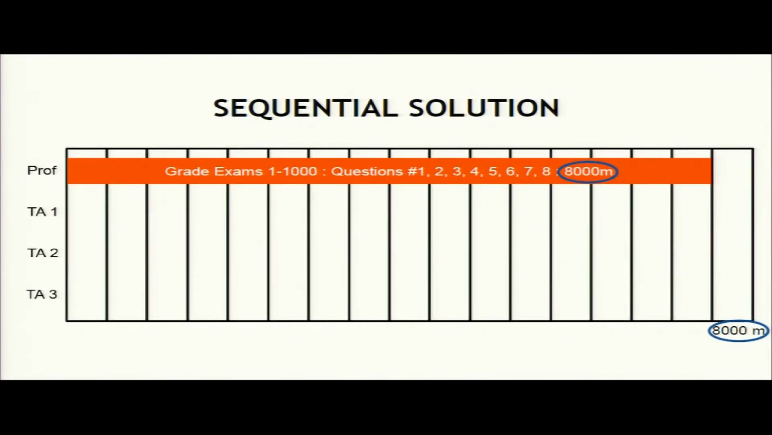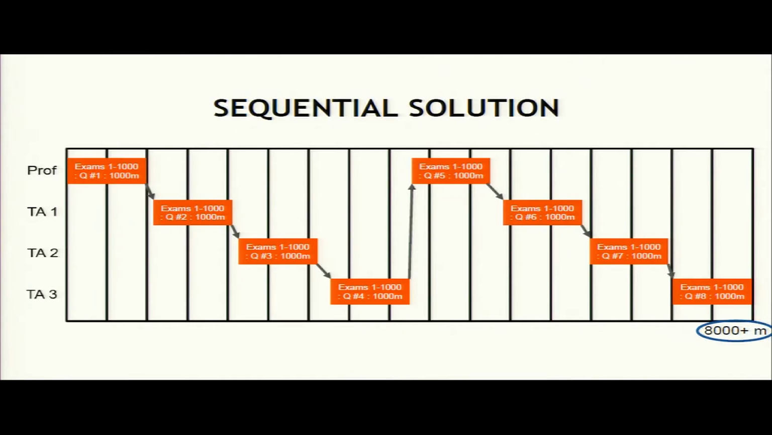Let's say the professor decides this is too much work for him, and he gives it to the TAs. But if he decides to do it in this fashion, the restriction is that each person only does their own question. So question 1 is done by the professor, question 2 is done by TA 1, question 3 is done by TA 2, and question 4 is done by TA 4. But the question papers are in a format where I take question 1 and then pass it on to TA 1, then to TA 2, and then to 3, right? Even though all the TAs are working, they are basically not doing anything. In fact, the time has increased from 8000 to 8000 plus minutes. Why this plus minutes? Because now you need to transfer the pages from one TA to the other.